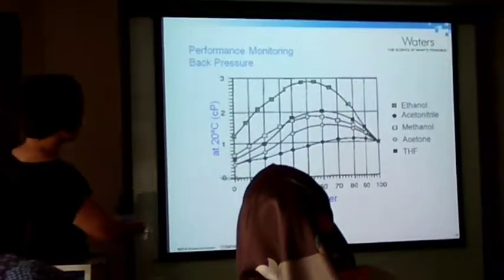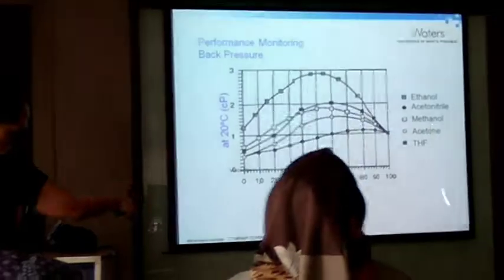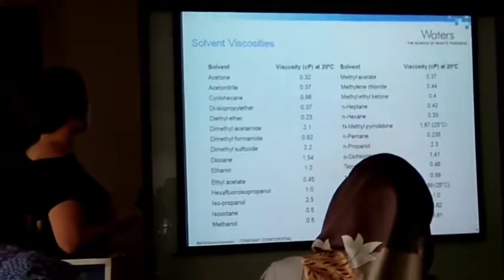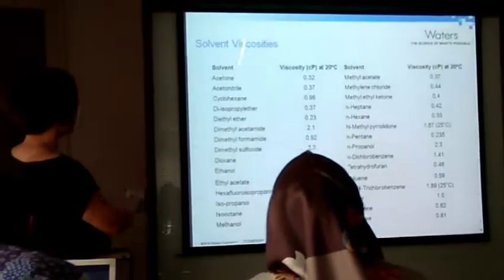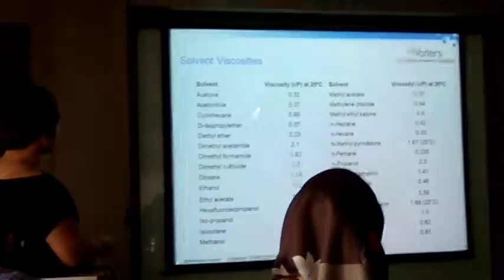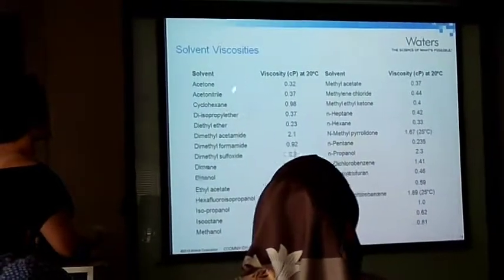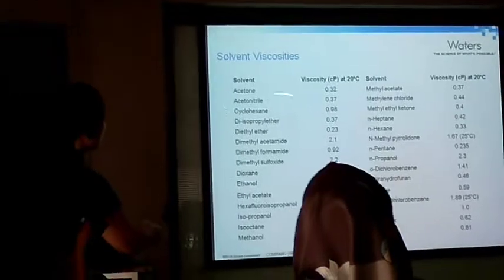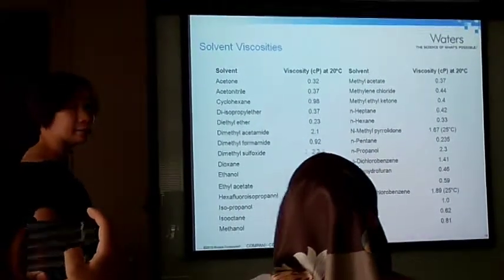Okay, so this is the pressure of the different solvents. So bear this in mind when you monitor the solvent. So this is the viscosity of the different organic solvents. If you can see, the solvent with the highest number will have the highest viscosity. Okay, the solvent with the lower number will have a lower viscosity.